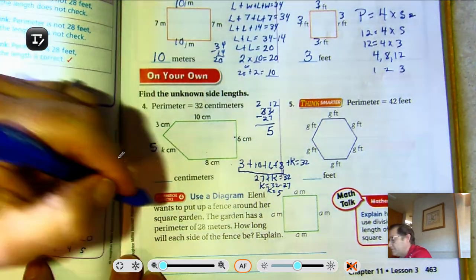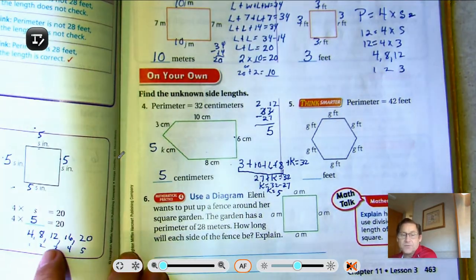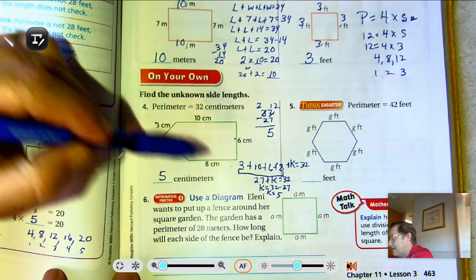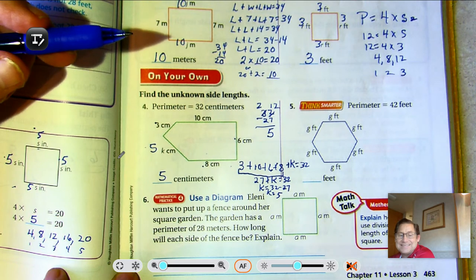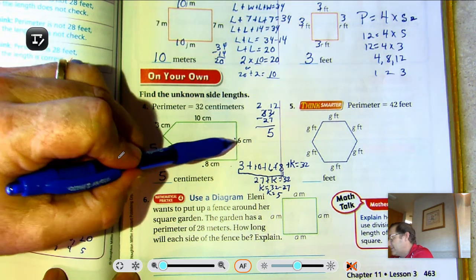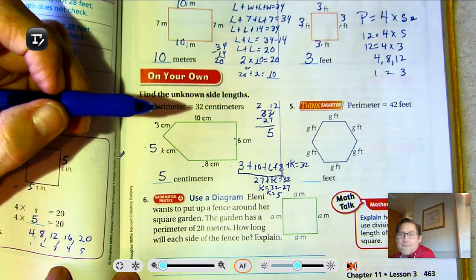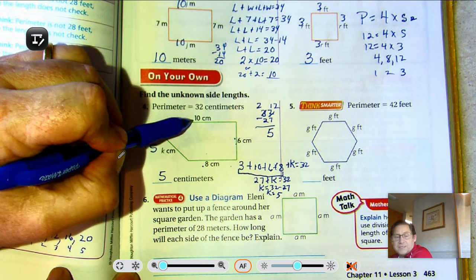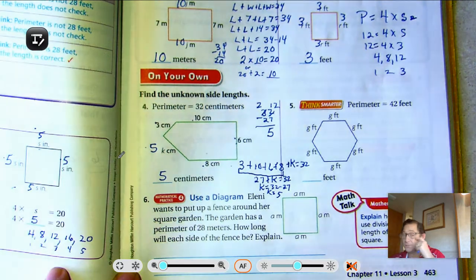Okay, we should double check that, and it should come up to 32. 5 plus 3 is 8. 8 plus 8 is 16. 16 plus 6 is 22. 22 plus 10 is 32. So that does check out.